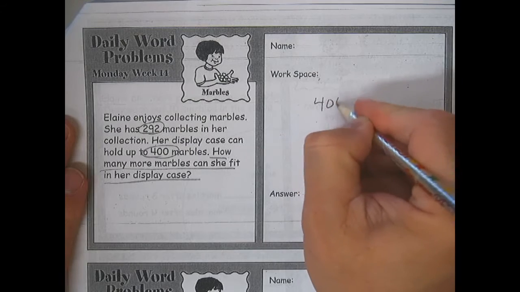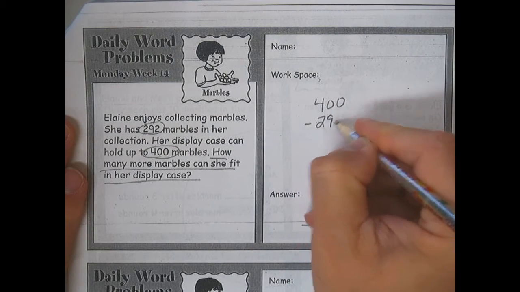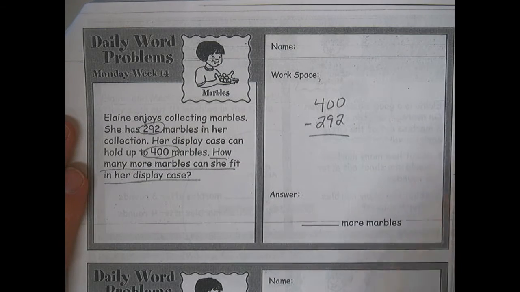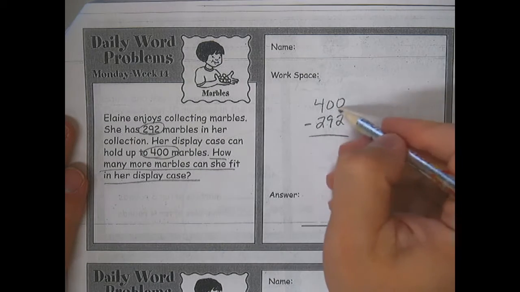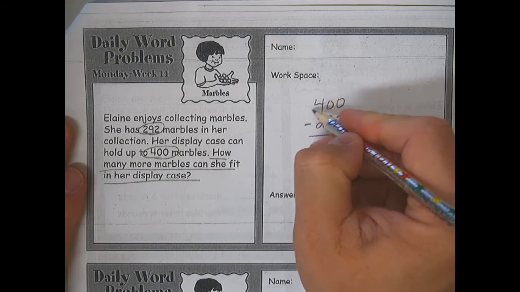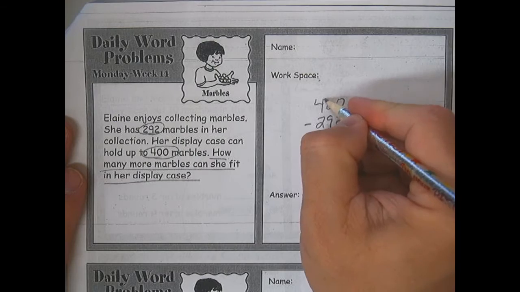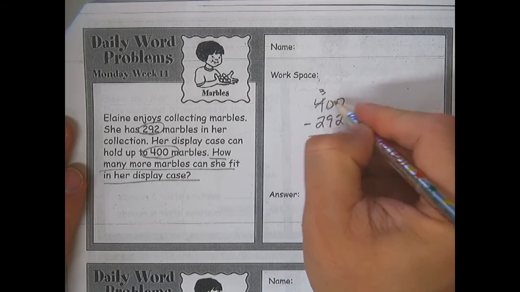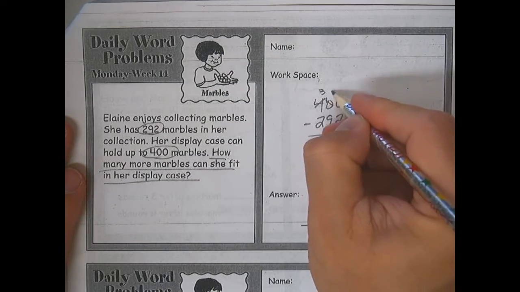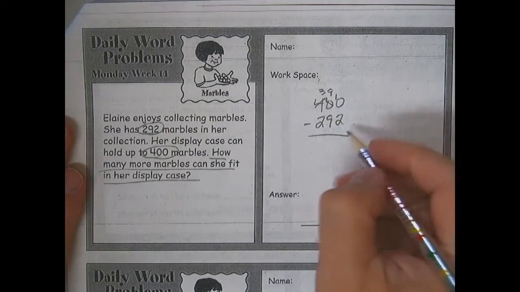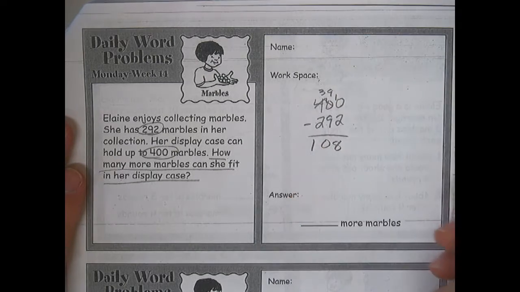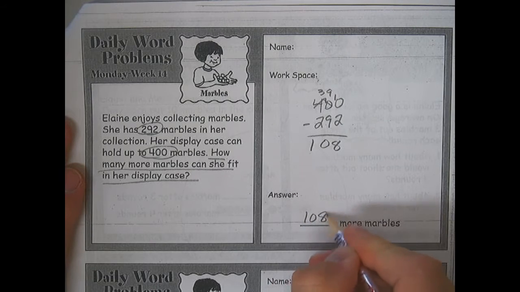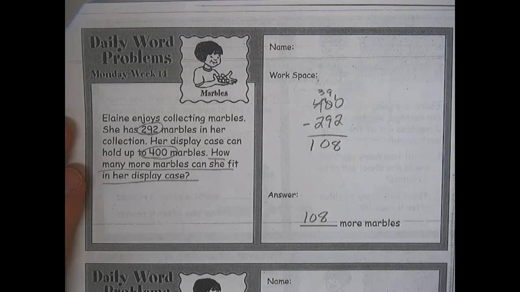Well, it holds 400. She currently has 292. So we will need to subtract. Can we take 2 from 0? Nope. Can we take 9 from 0? No. All right, this is one of those special situations where if we have the zeros right here, it's almost better to go straight to the first whole number you can find. So this becomes borrow 1, add 1, so that we can borrow 1 and add 1. So that is 8, 0, 1. She can put 108 more marbles in her display.